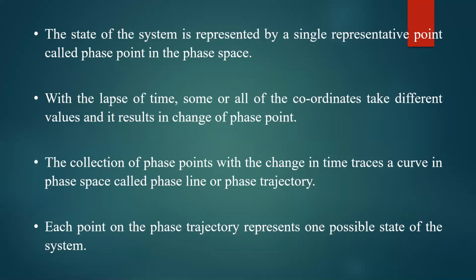Every point in phase space, what do we call it? We call it a phase point, or you can also call it a phase cell. Okay, phase point or phase cell. The collection of these phase points is called the phase line. Each point on the phase line represents one possible state of the system. That is how phase space should be understood.